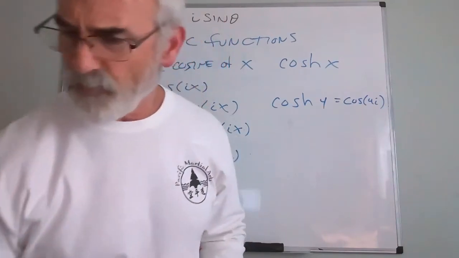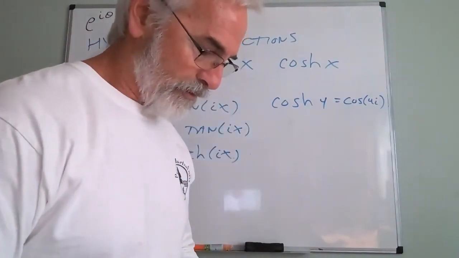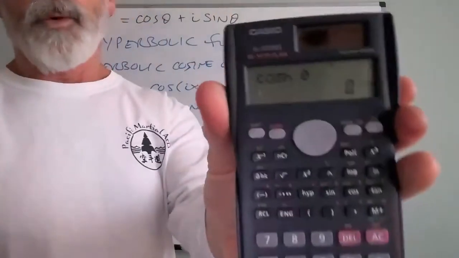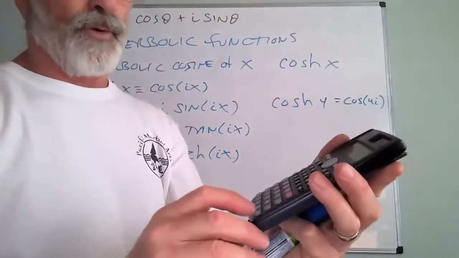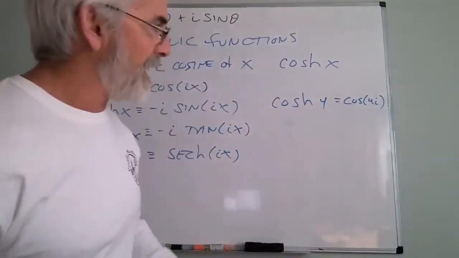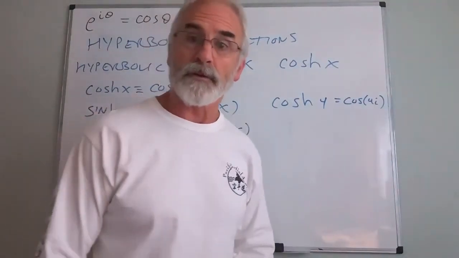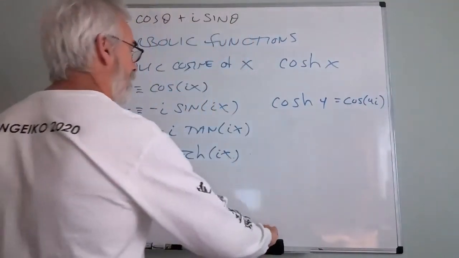By the way, what about the hyperbolic cosine of 0? Well, I know the regular cosine of 0 is 1. What's the hyperbolic cosine of 0? It's 1, because I'm asking you to do the cosine of 0i, which is 0. Oh, okay, so I see some consistency there.